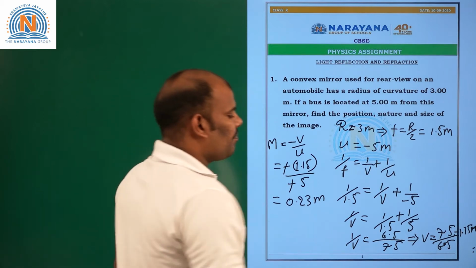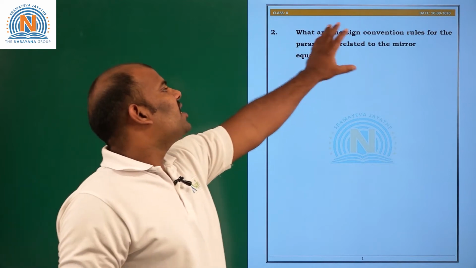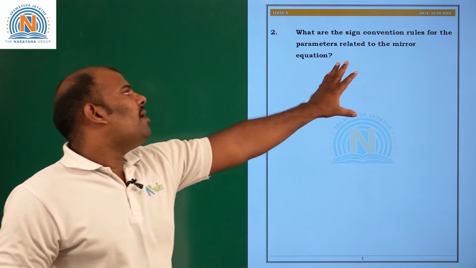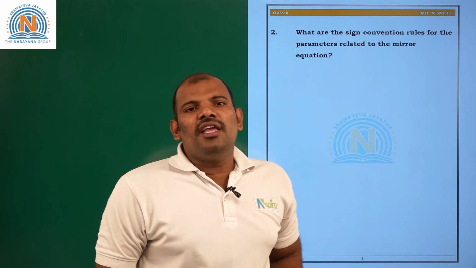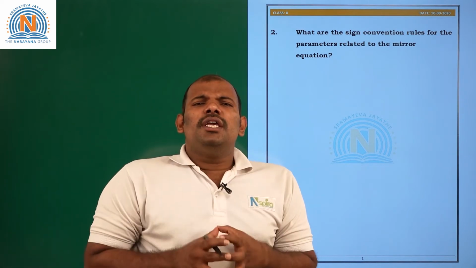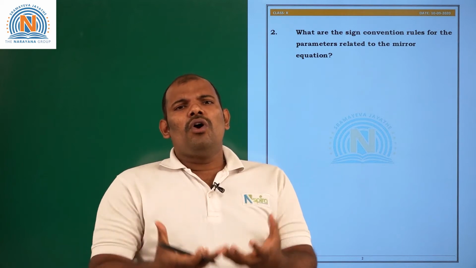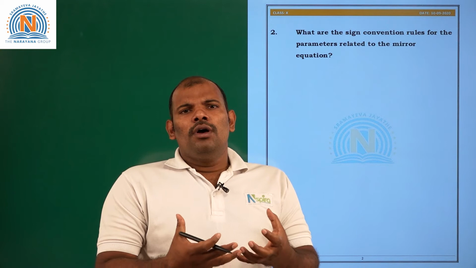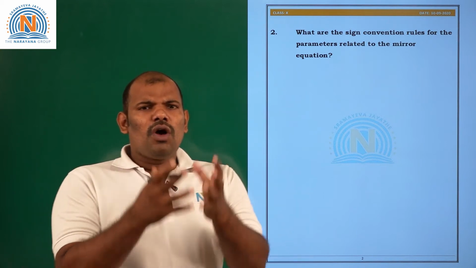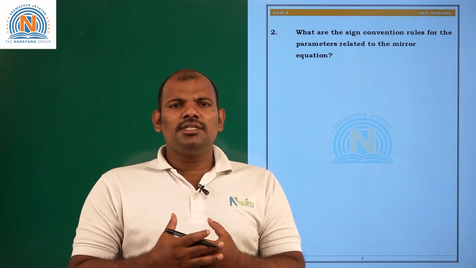Question number 2. What are the sign convention rules for the parameters related to the mirror equation? How we are measuring the object distance or image distance or focal length in case of a mirror? So how you define focal length? How you define image distance?